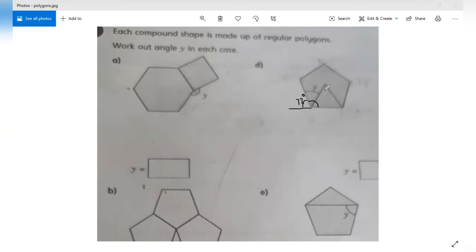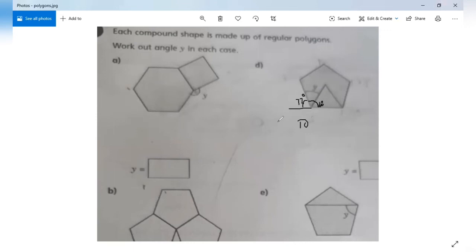However, there is an equilateral triangle inside. So if this is 60 degrees, because in an equilateral triangle each angle inside is 60 degrees, and you know that the whole thing should have been 108 for the inside, we need to know that our y will be 108. So I just write that again. 108.